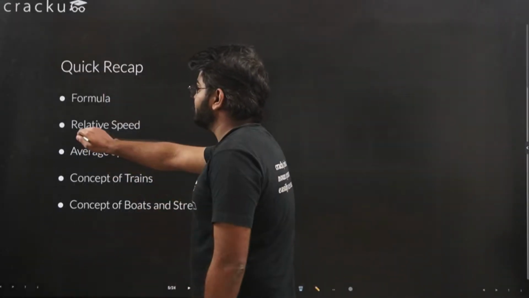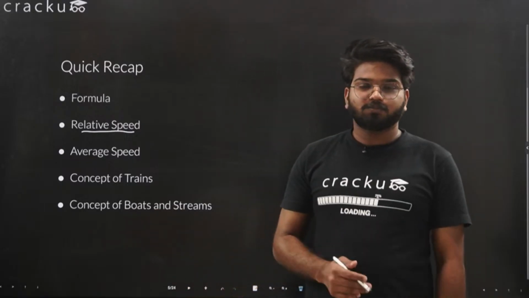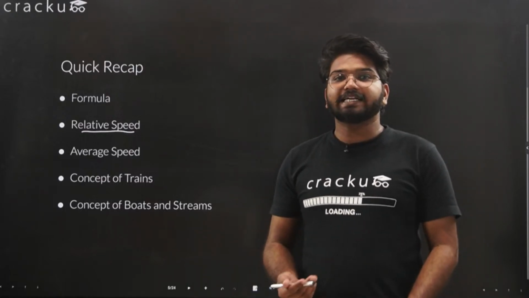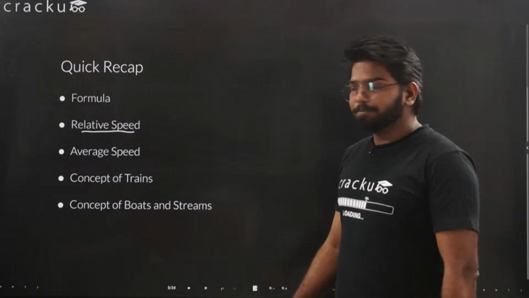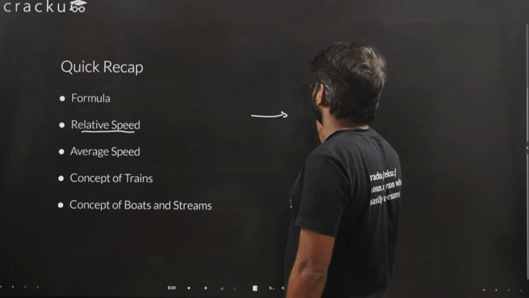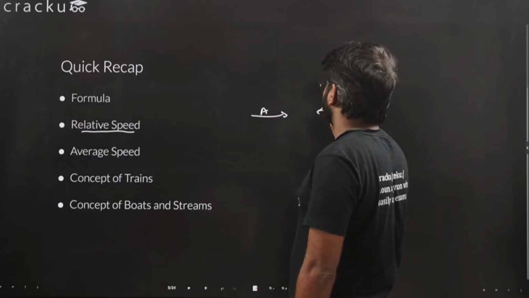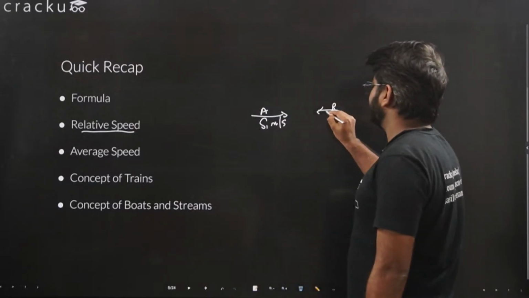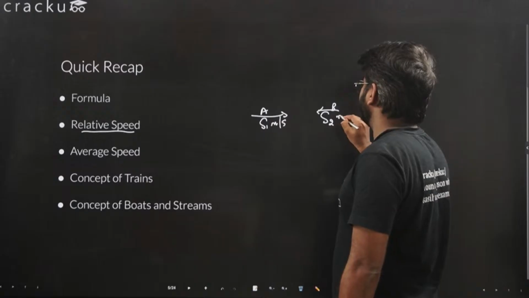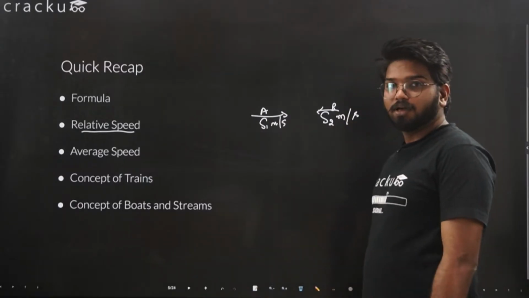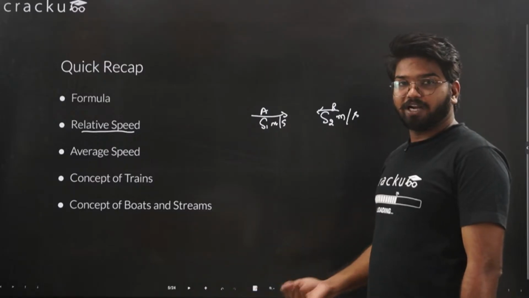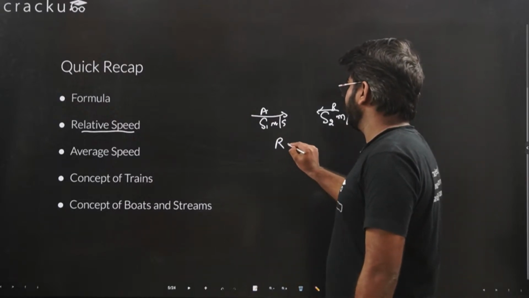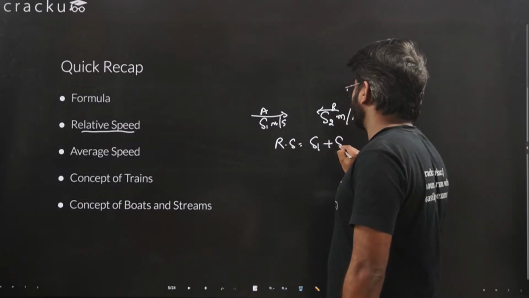Second thing, relative speed. You would have studied in the last session that when two bodies move at the same time, what is the actual relative speed between them? It is very simple. If they move towards each other, let's say this is body A, moving at the speed of s1 meter per second, and another body, body B, moving at the rate of s2 meter per second. Now if they are moving towards each other, the relative speed will be the sum of both of their individual speeds. So relative speed will become s1 plus s2.